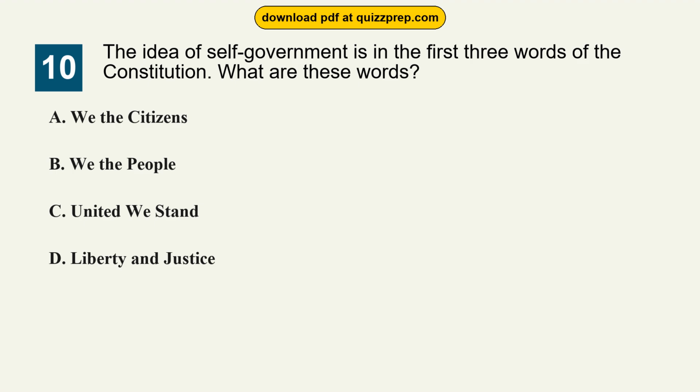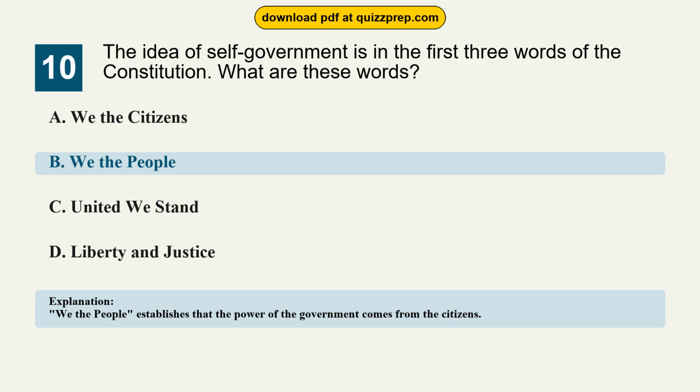Option B. We the people. Option C. United we stand. Option D. Liberty and justice. The correct answer is option B, we the people. We the people establishes that the power of the government comes from the citizens.